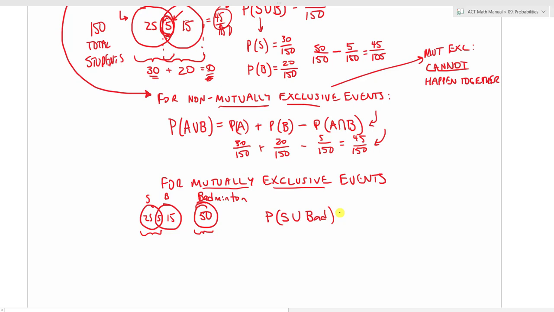In this case, you would simply add the probability of each event. So soccer is 30 students. Remember, that's from up here, and it's the total in the soccer circle. So that's 30 out of 150. We would add that to the 50 who play badminton out of 150, and that gives us 80 out of 150. That would be our probability of selecting a soccer or badminton player.